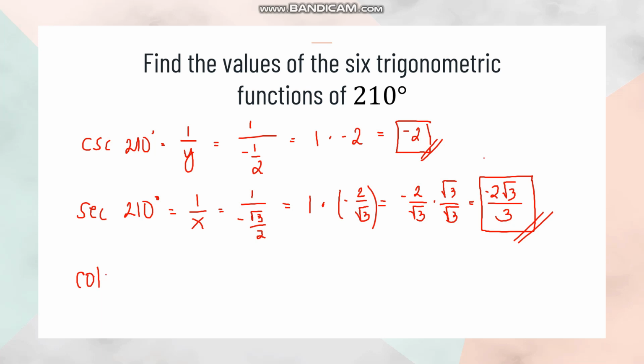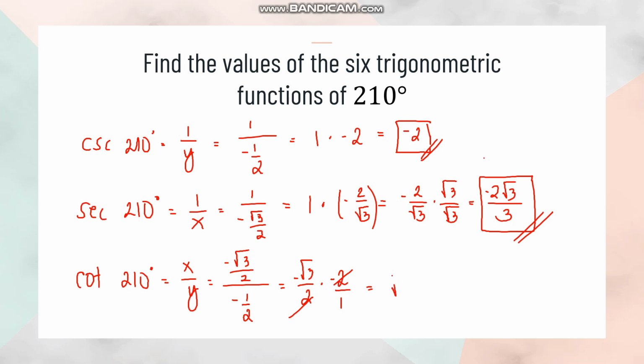And last, for the cotangent of 210 degrees, so this is x over y. So x is negative square root of 3 over 2. Then y is negative 1/2. So multiply the reciprocal of the denominator to the numerator. So this will be negative 2. So this will be cancelled. Negative times negative is positive. So we have over 1 there. So that means our cotangent is square root of 3. So that's it. We now have the 6 trigonometric functions of 210 degrees.